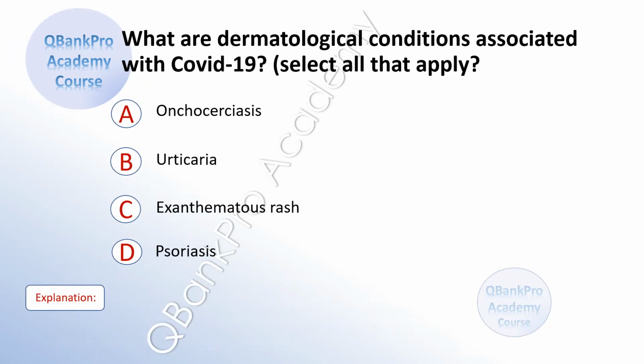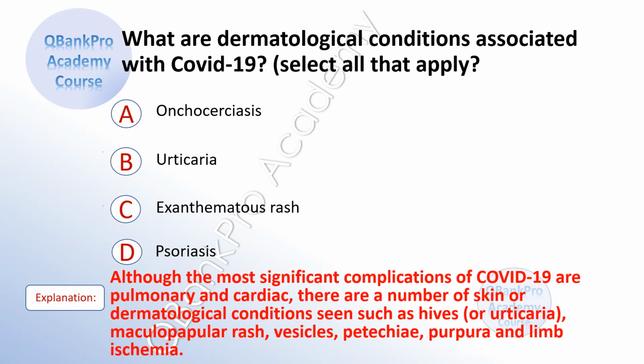What are some dermatologic conditions associated with COVID-19? Select all that apply. Onchocerciasis, urticaria, xanthomas rash, psoriasis. The correct answer is urticaria and eczematous rash.